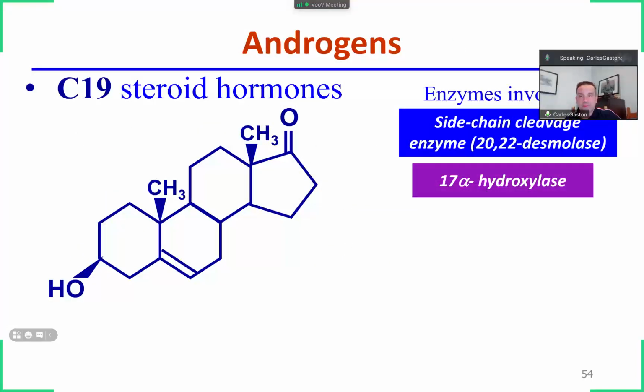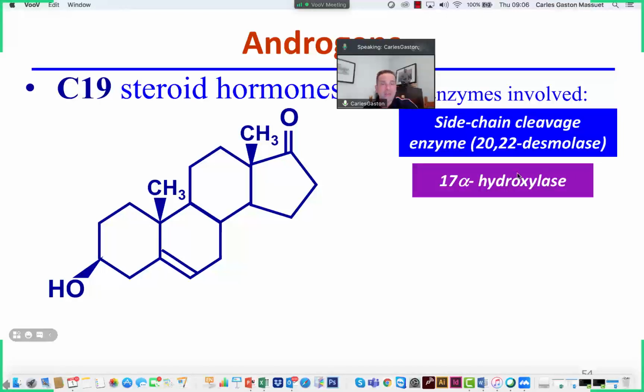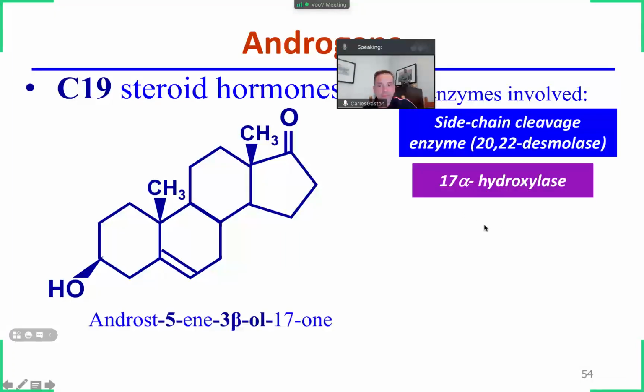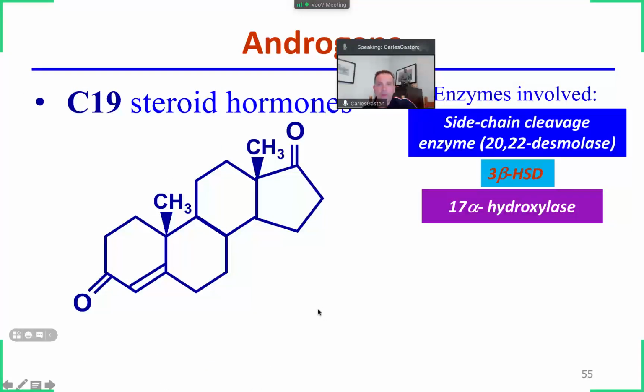So androgens. Androgens are steroid hormones again, but they lack one of the carbons, carbon 19. If you look at the pathway itself, the enzymes are again the main one, which is the 20,22 desmolase, 17 alpha hydroxylase, and it produces what is known as dehydroepiandrosterone, DHEA, which obviously is a sexual hormone, right?